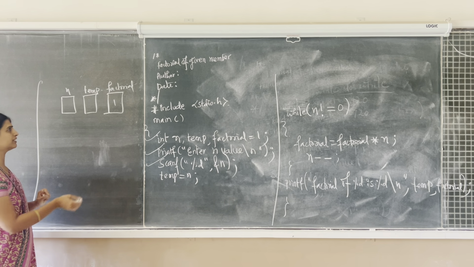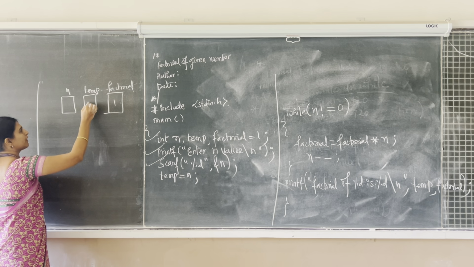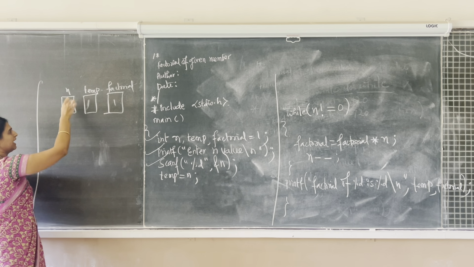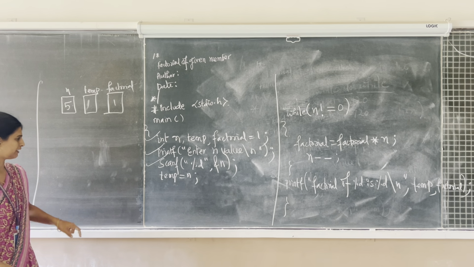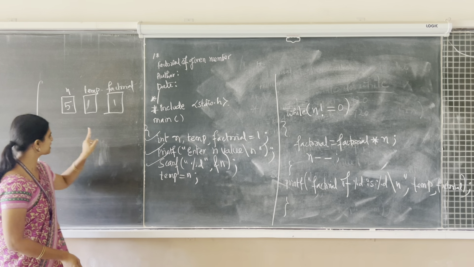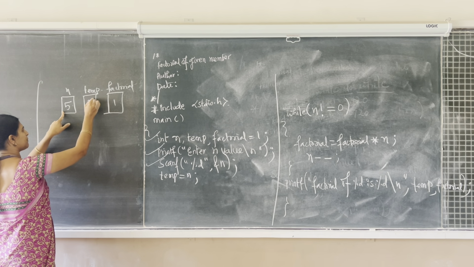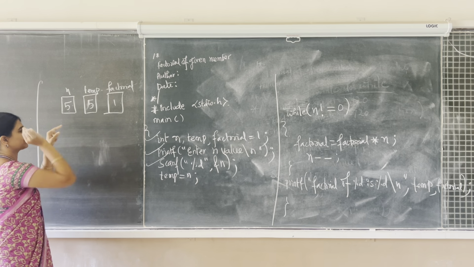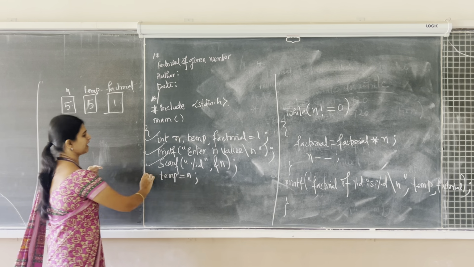Suppose n value entered is 5. Assume like that. So temp is equal to n. What is stored in n? 5. So I am assigning the value of n to something called temp. Coming on to the next statement.